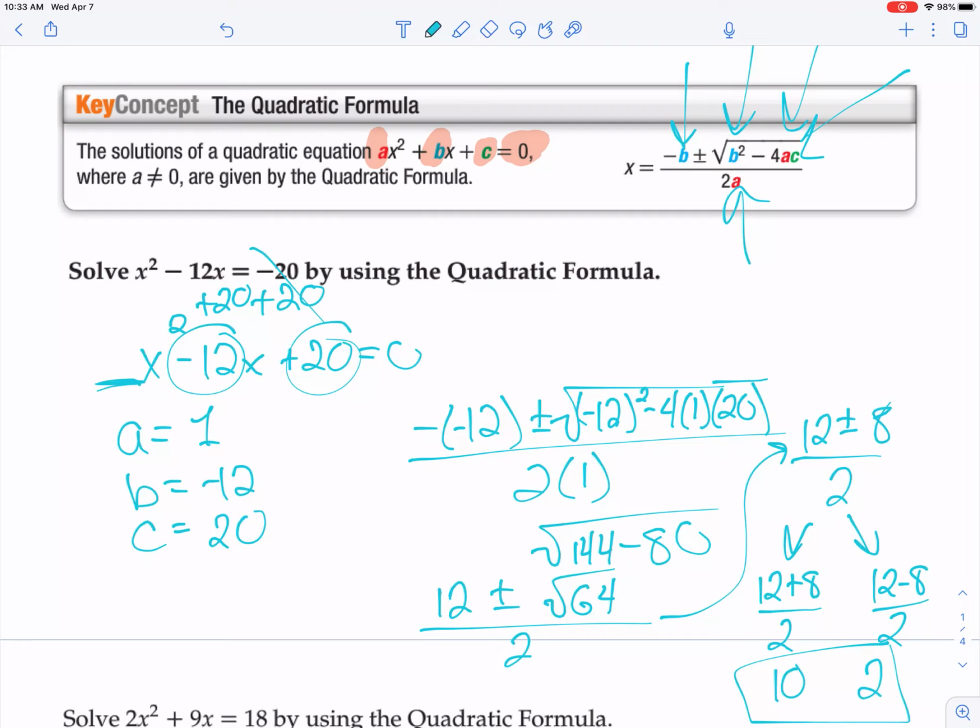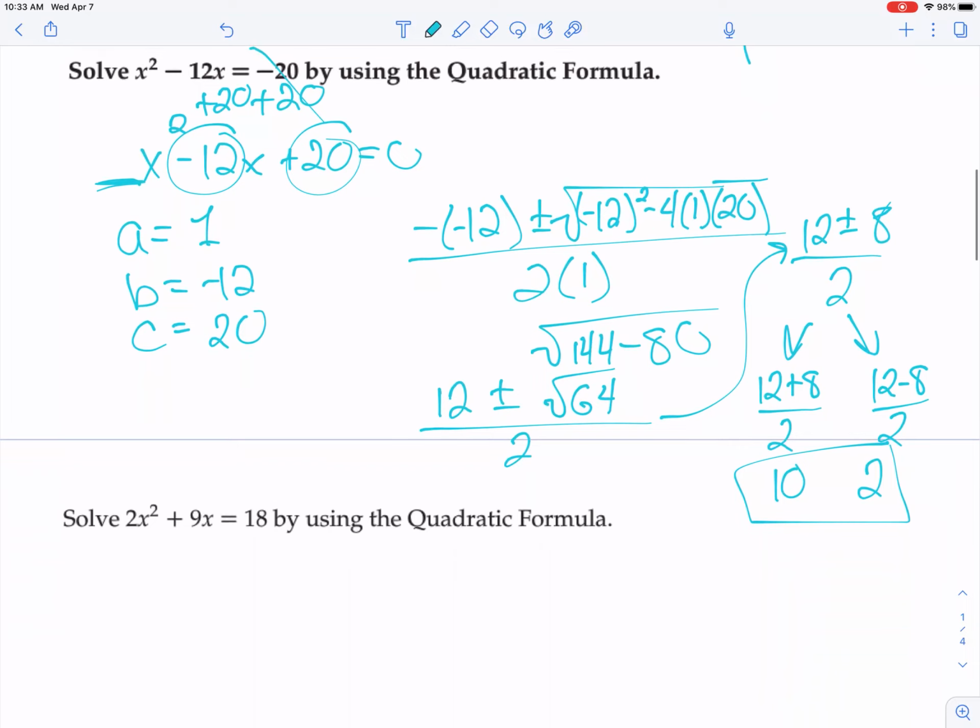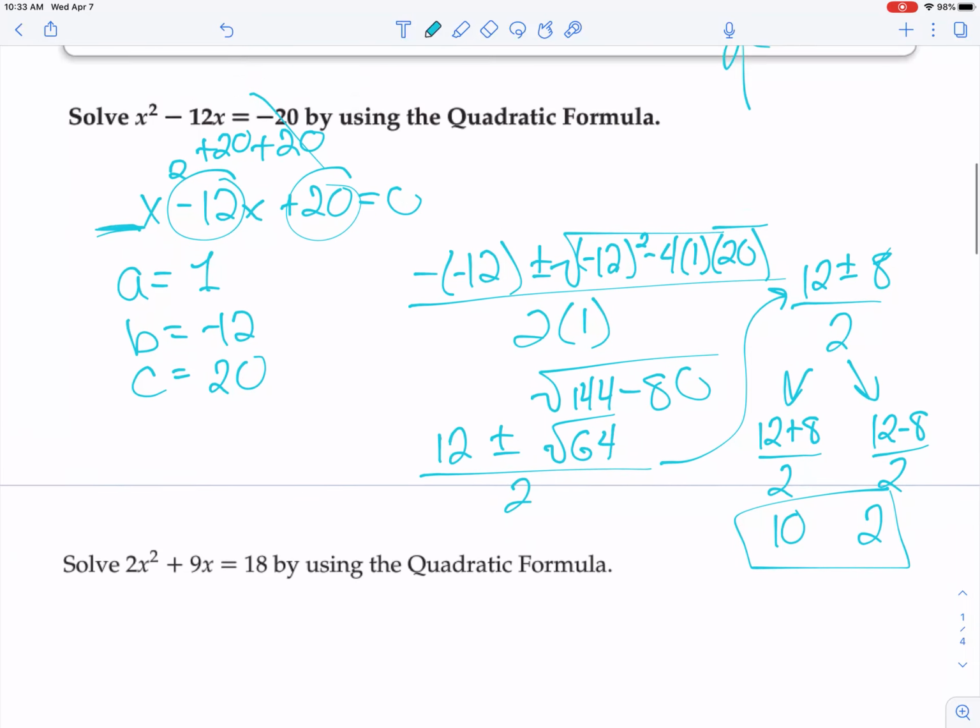Now, here's the thing. I'm giving you the formula today. You will never be given the formula again. It's not going to be on your test. It's not going to be on an ACT, the state test. They're never going to give you the formula, so you have to memorize that. Now, the good news is I have an easy way for you to remember that, and it's by telling myself a little story.